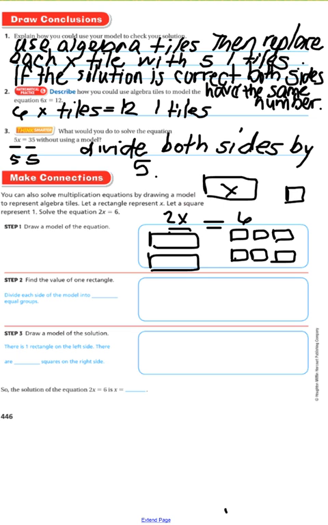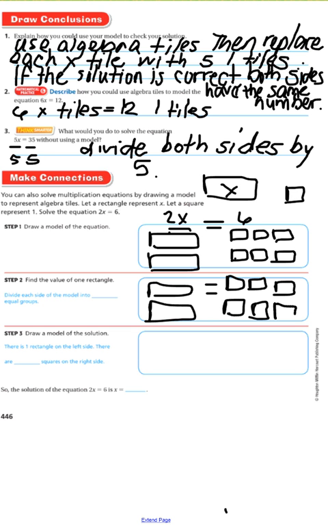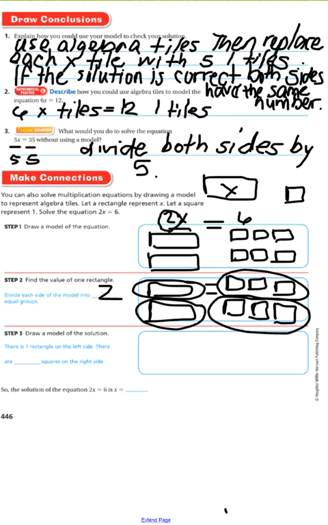Now step 2 is find the value of 1 triangle. So we need to draw the same exact model in the second box to equal 2x equals 6. So divide each side of the model into 2 equal groups because that's the number here. So we're going to circle 1, 2. And we're going to do the same for the other side because it's an equation. 1 and 2.